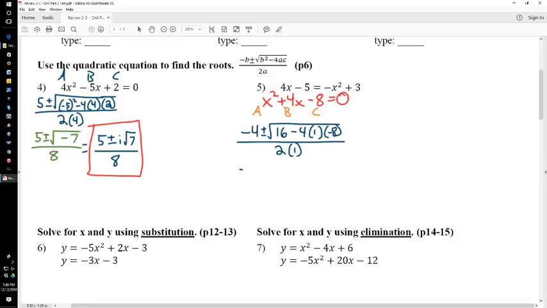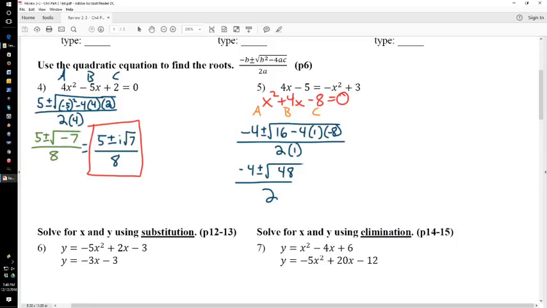So here we go again. Negative 4 plus or minus, and then we're going to do 16 minus 4 times 1 times negative 8. So real quick, 4 times 8 is 32, so 16 plus 32 is 48. So square root of 48, all over 2.